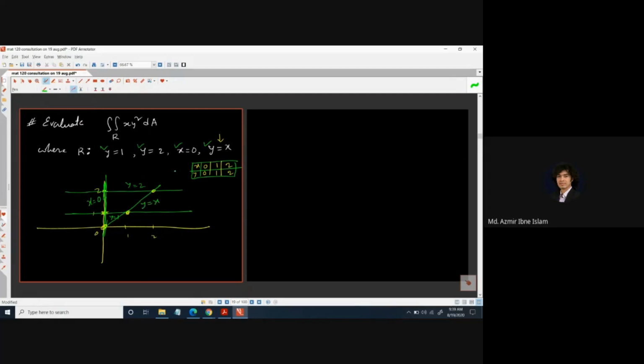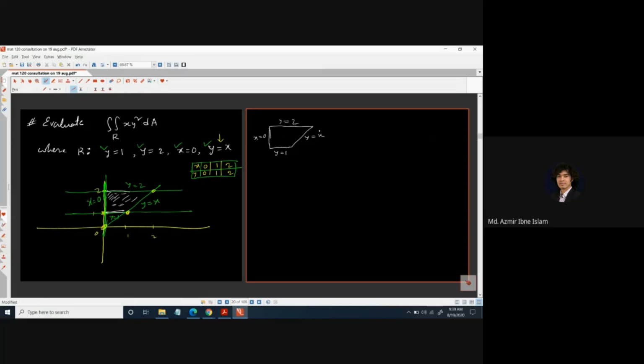Finally, everything is done. So based on these four curves, x equal to 0, y equal to 1, y equal to x, y equal to 2, what is our bounded region? Can you understand? This is our bounded region, right? Yes, sir. Let me draw again clearly here. We have this shape finally. This is y equal to 1, this is y equal to 2, this is x equal to 0, and this is y equal to x.